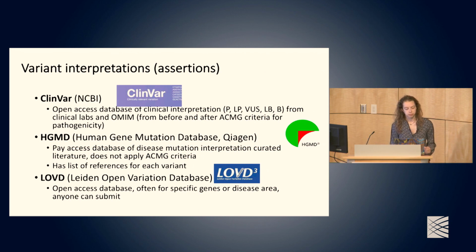The Human Gene Mutation Database is a pay access database that is curation of the literature, but again has the same kind of issues, that many things are in the database that actually are not disease causing. And then the Leiden Open Variant databases are other databases. They're normally gene or phenotype centric, that researchers and other people are putting these data sets together. They're great resources for the community, but again, not everyone is using the same standards, and so that can be confusing.